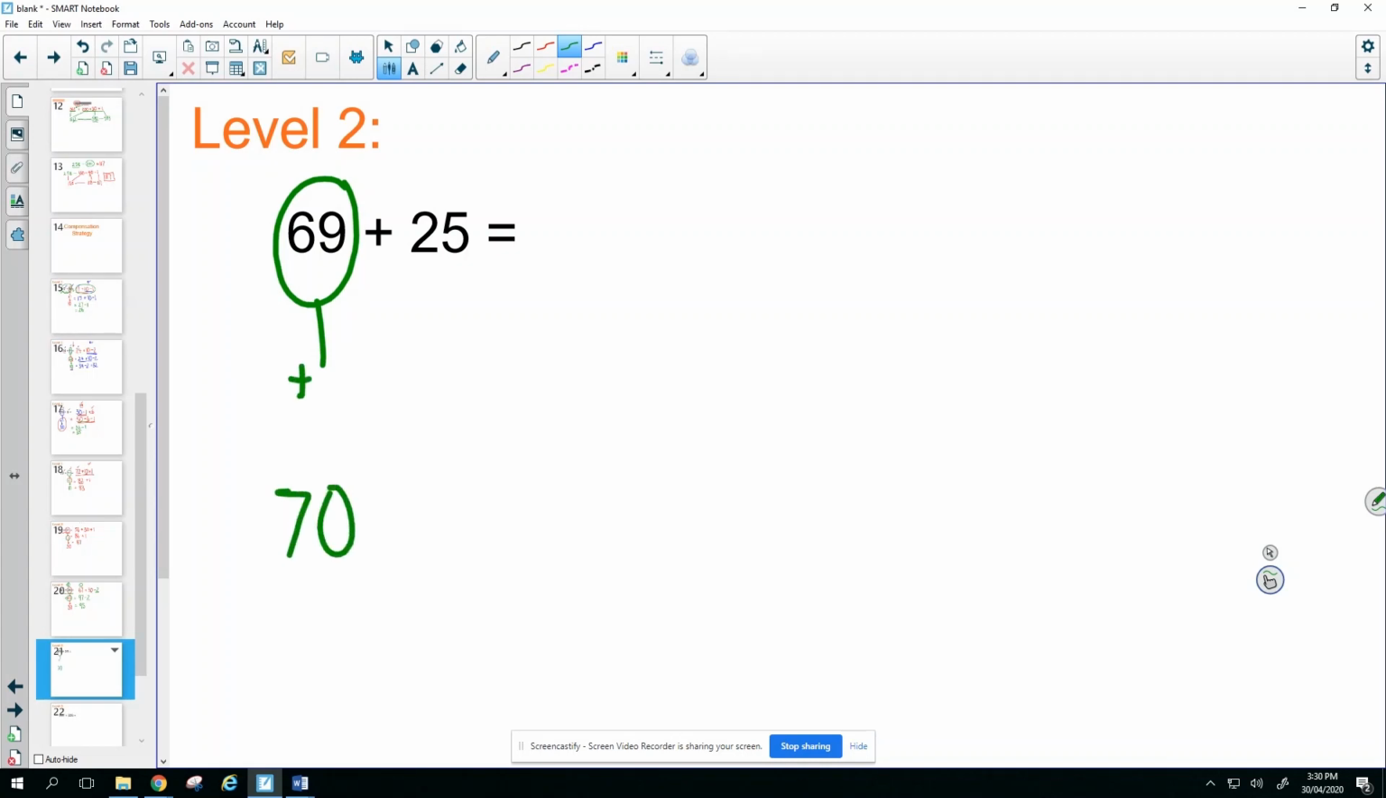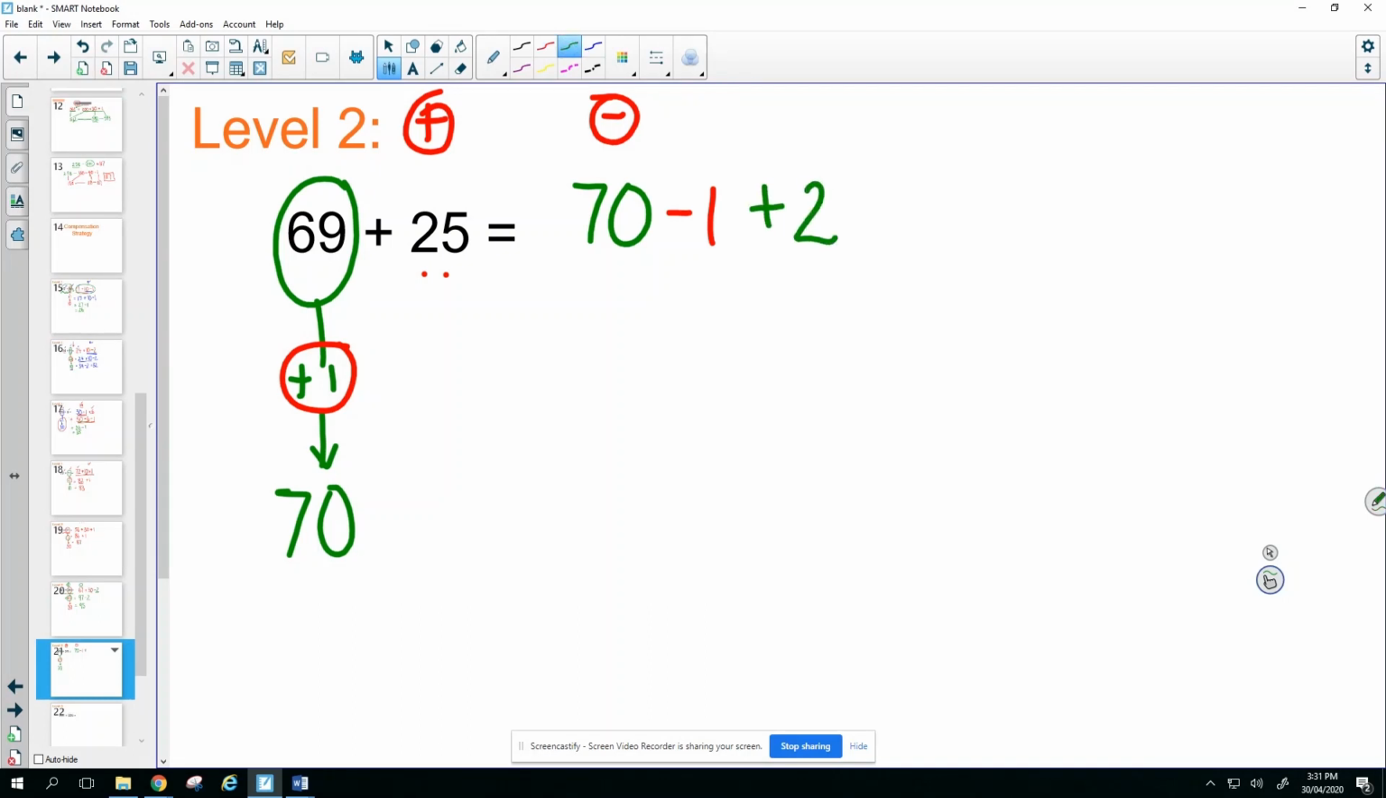How did I do that? I added 1 to make 70. Let's write that out again. I'm going to write 70. What did I do? I plussed 1. So now I've got to take away 1. So here was the plus, I'm going to take away on this side. So now I've got to put in my 25. I'm going to add 25. So my sum is still the same. 69 is 70 take away 1. Yep, that is 69.